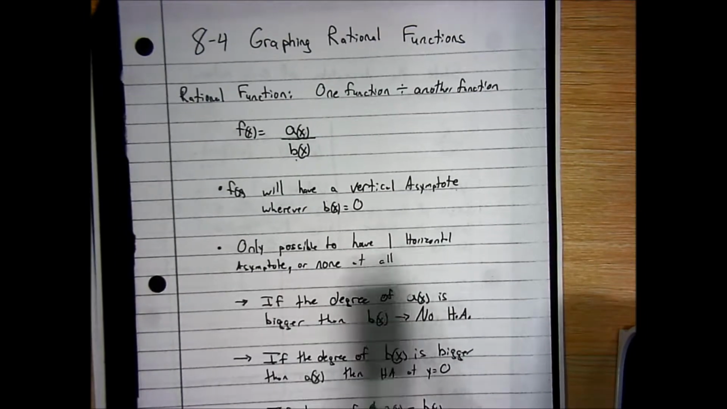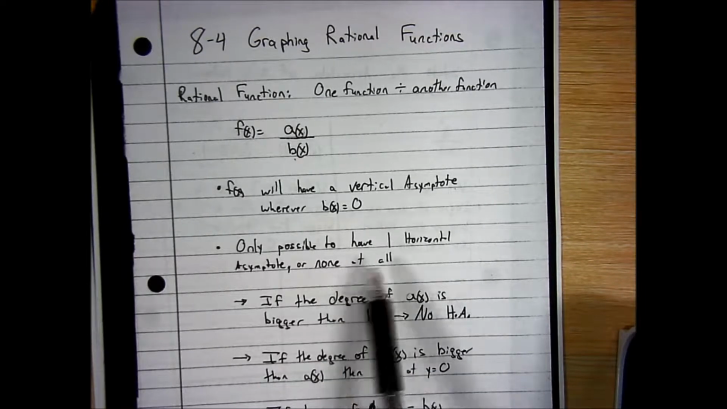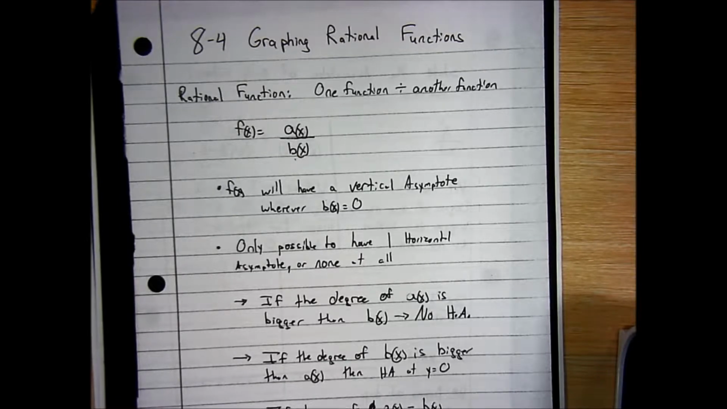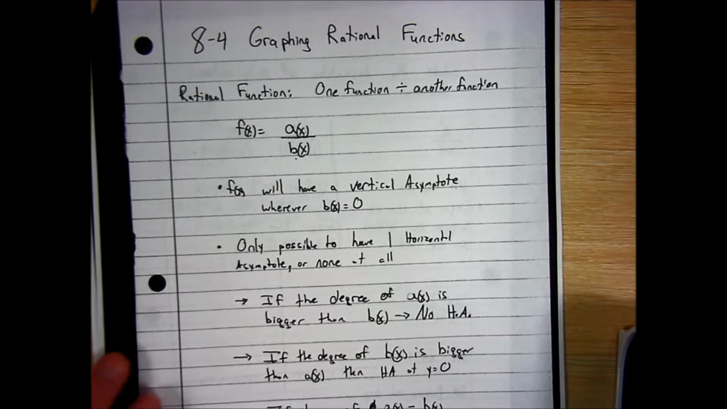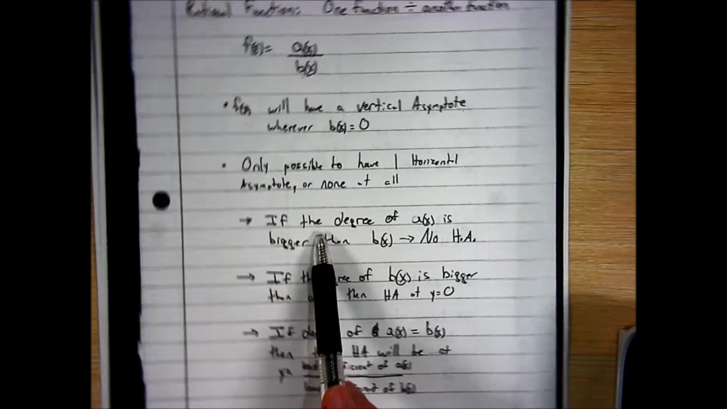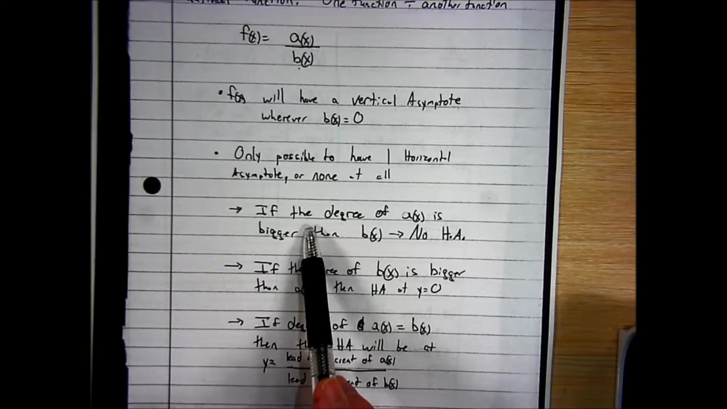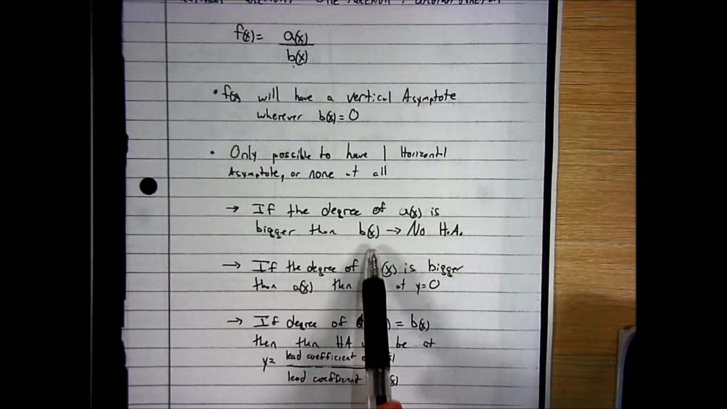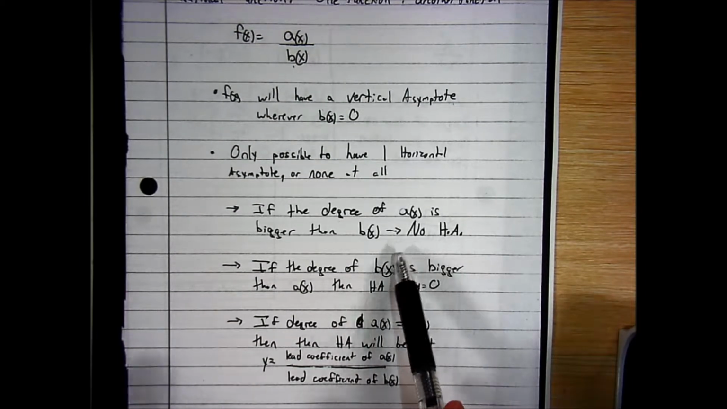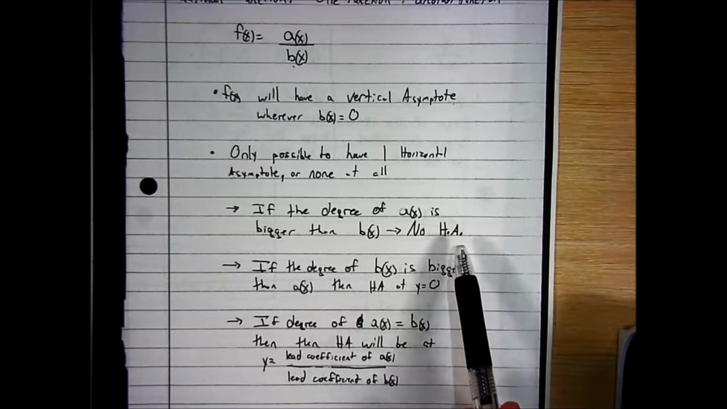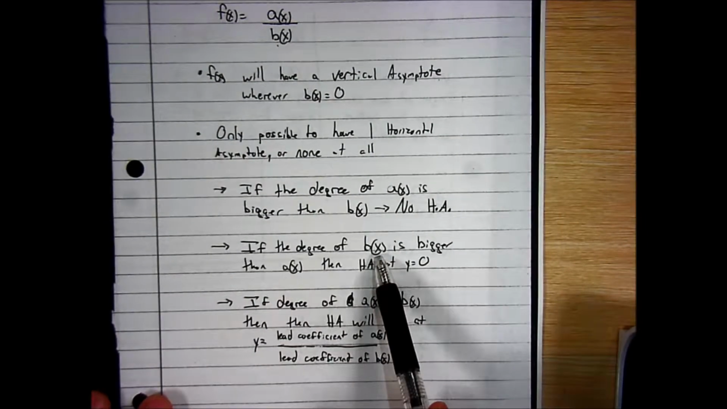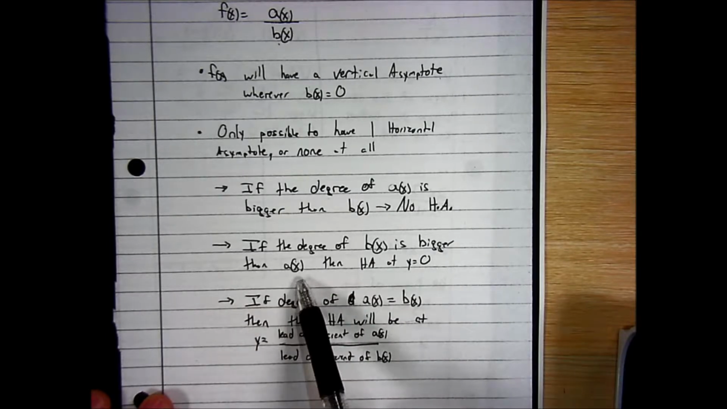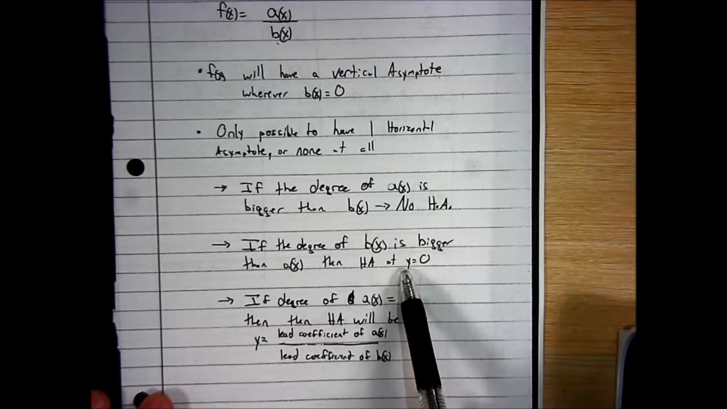Okay, we can only have one horizontal asymptote or none at all. So your horizontals are either going to be 1, not actually like equal to 1, but we could have either one of them or none of them. How do you know? Okay, if the degree, the highest exponent on the top, is bigger than the degree on the bottom, there's going to be no horizontal asymptote. If the degree on the bottom is bigger than the degree on the top, then our horizontal asymptote is at y equals 0.